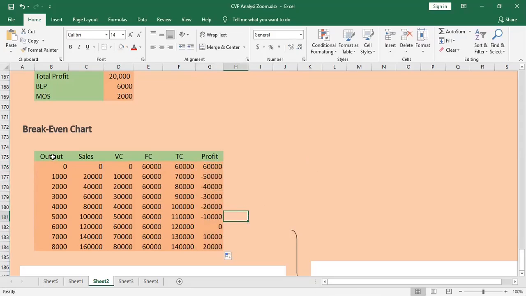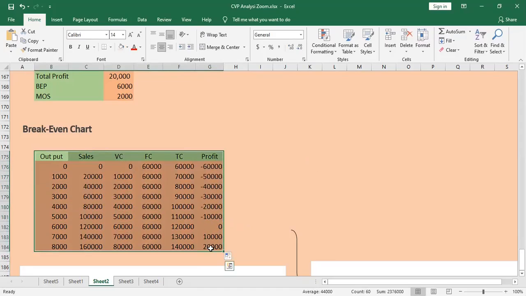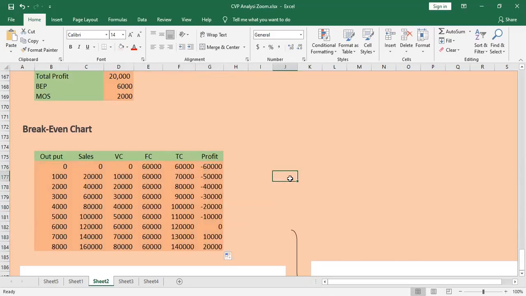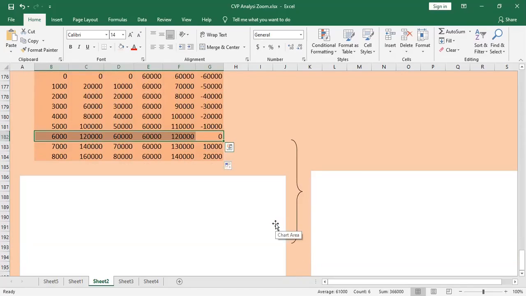Now if you look at the chart, instantly you know where our break-even point lies. When you look at zero profit, then easily you can locate how many units you have to produce. You have to produce 6,000 units in order to get to this point. So that means your sales value should be equal to 120,000, and at that point your total cost is equal to 120,000. So your profit is equal to 0. Right. So let me put this into a chart.